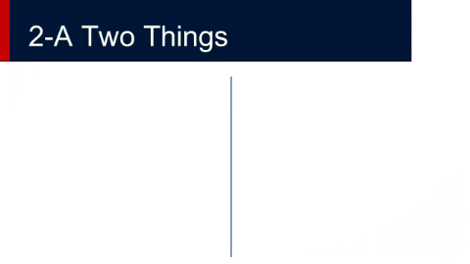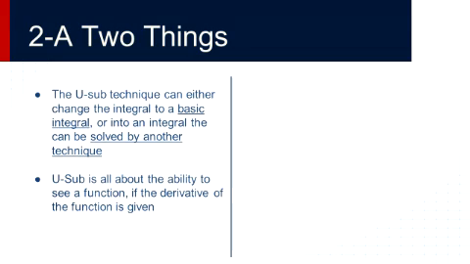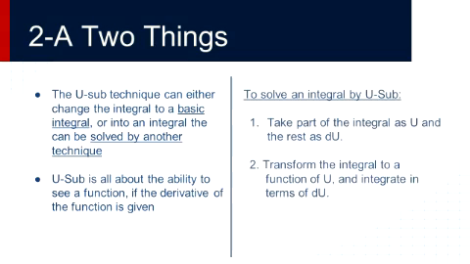And so now moving on, we would go into u substitution. And in u substitution, we have to consider 2 things. The first one being that the u-sub technique can either change the integral to a basic integral, or the second one being into an integral that can be solved by another technique. And in my opinion, u-sub is all about the ability to see a function if the derivative of the function is given. And to solve an integral by u-sub, we would take part of the integral as u and the rest as du.